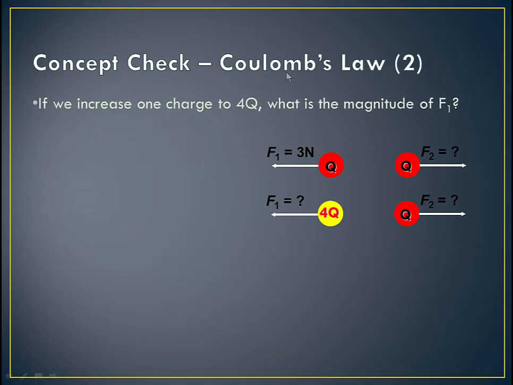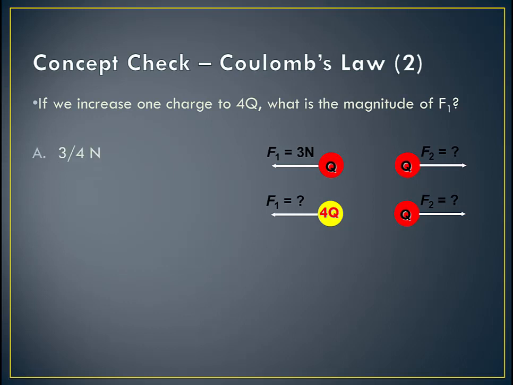Here we have a system of charges, and the question is, if we increase one of the charges to 4 times its original charge, what would be the new magnitude of the forces acting? So here we have F1 is 3 newtons, and we just figured out that F2 has also got to be 3 newtons. But now we made the first charge 4 times as much charge. Think of it like we put 4 times more magnets there. Would be another analogy there. So what would happen to the new F1, the new forces acting on the charges?